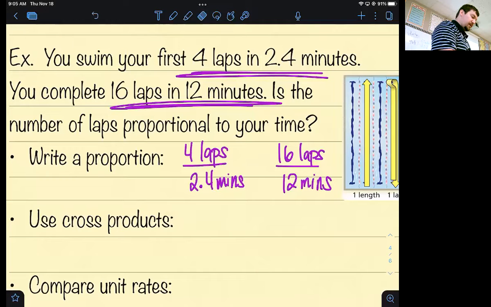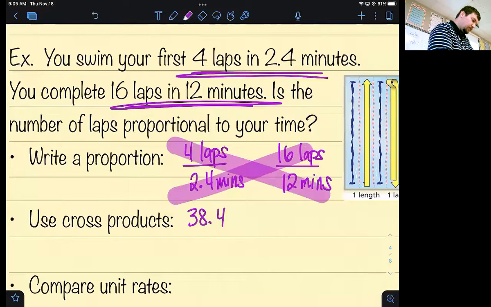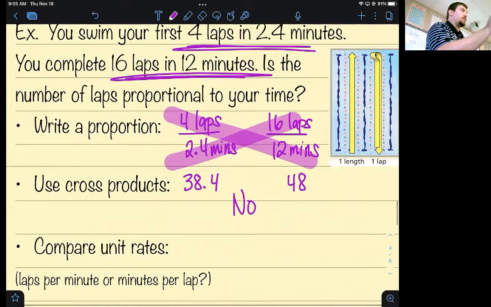You guys have your calculators ready? What's 2.4 times 16? 38.4. What's 4 times 12? 48. Are they proportional? No, they're not. Real quick, you still have your calculators. Let's do this last one.